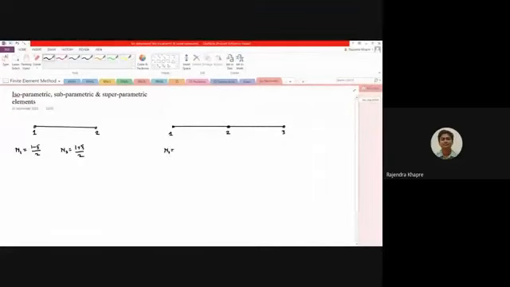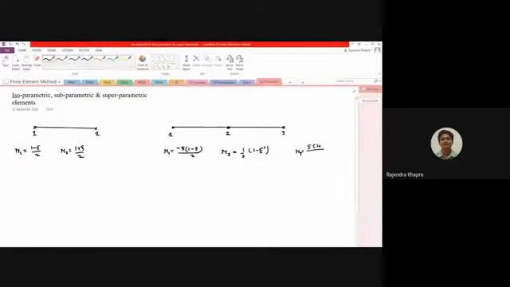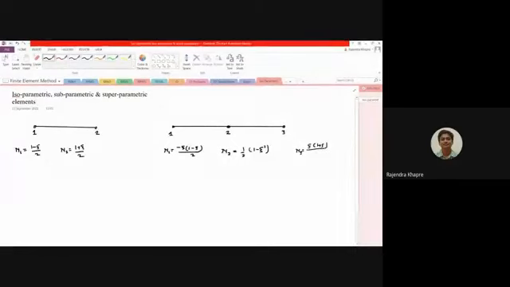And if you remember, your n1 value is nothing but minus xi into (1 minus xi) divided by 2. Your n2 value is nothing but half of something like (1 minus xi square). And your n3 value is something like xi into (1 plus xi) divided by 2.